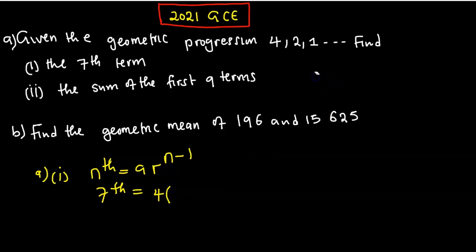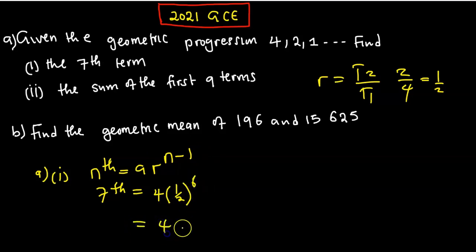The common ratio r is equal to term number 2 divided by term number 1. Term number 2 is 2, term number 1 is 4. This is 1 over 2. Then 7 minus 1, so we put a 6 here. So it's just the same as 4 multiplied by 1 over 2 to the power 6. This distributes to 1 over 2 to the power 6. So 2 to the power 6 is giving me 64. So this is 1 over 64.